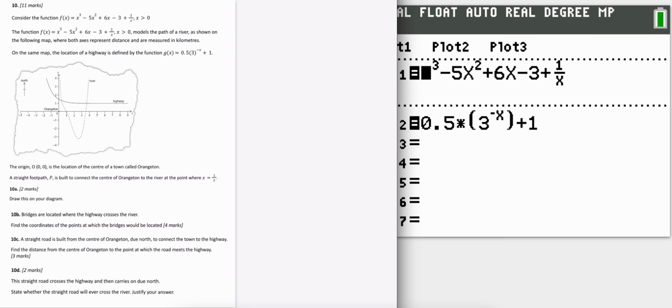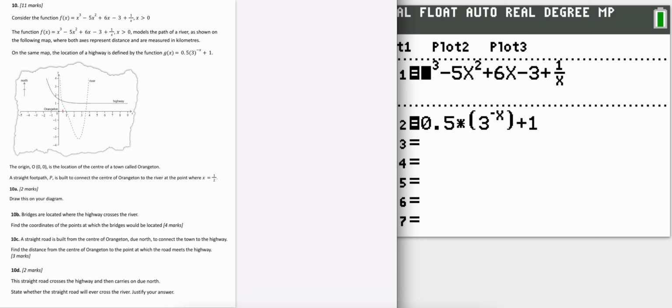Graphs, and you can see you're given two functions, f of x, which we're told is the river, so that's this function here, and then g of x, which is an exponential and is the highway. So the first part of the question says that the origin, which is (0, 0), is Orangeton, and there's a straight footpath built from the centre, so the origin, to the river at the point where x equals 1/2.